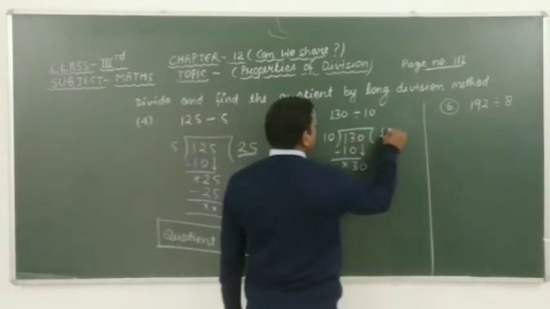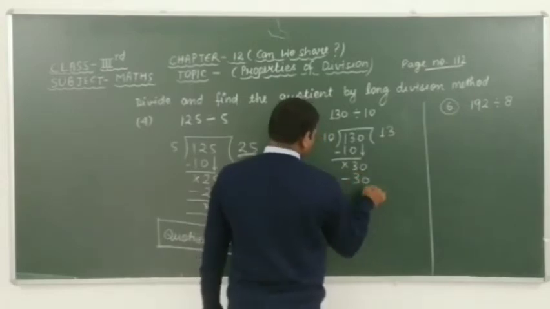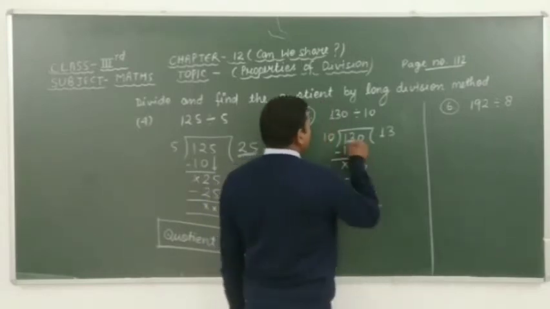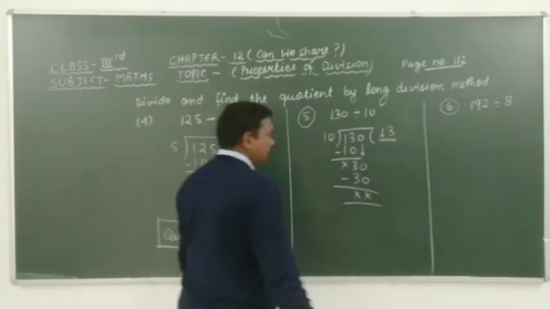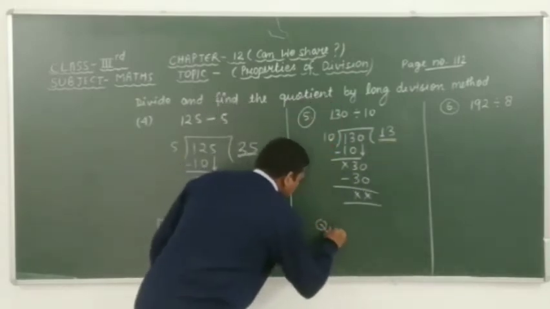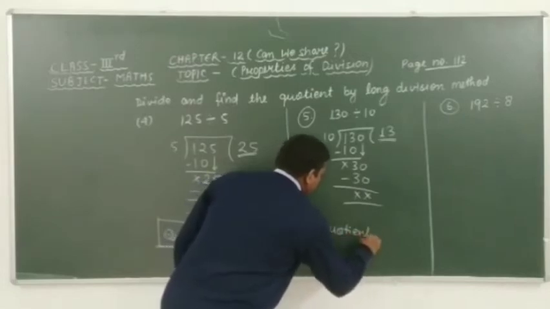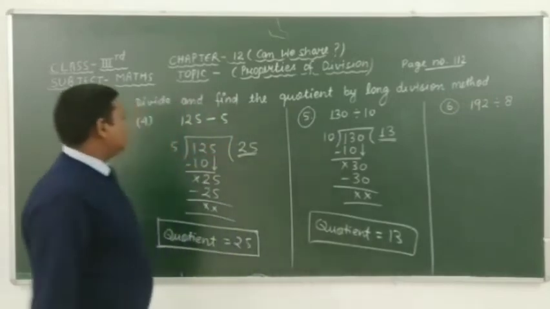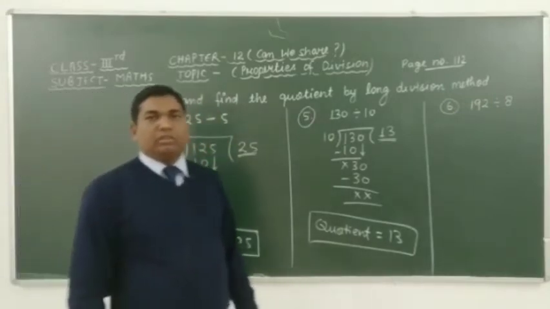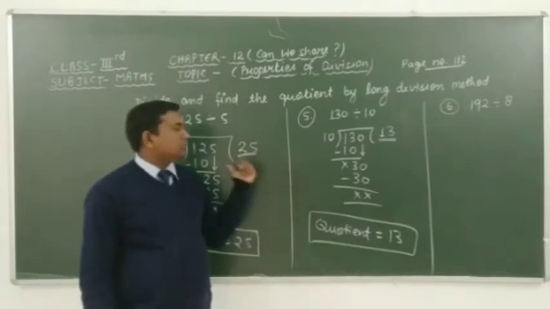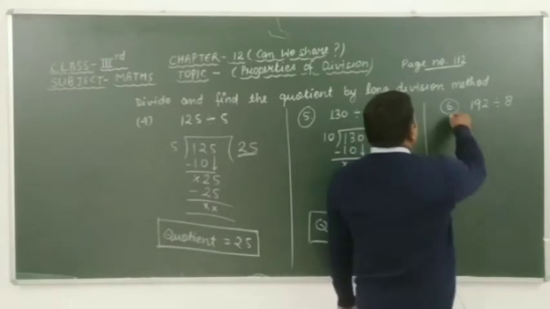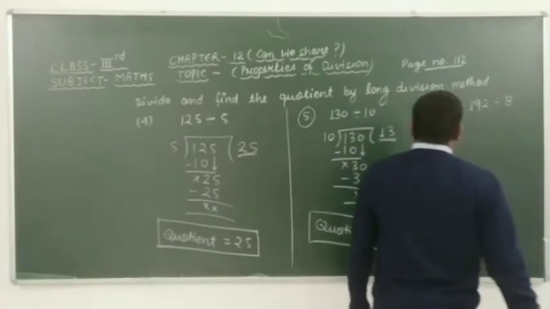Okay, students, 10 3s are 30. 0 minus 0 is 0. It means that cancel out. 3 minus 3 is 0. It means that cancel out. Okay, students, after dividing these we get 13 as quotient. It means that quotient is equal to 13. Students, if you have any doubt in this question, please ask me. Here given that 192 divided by 8.